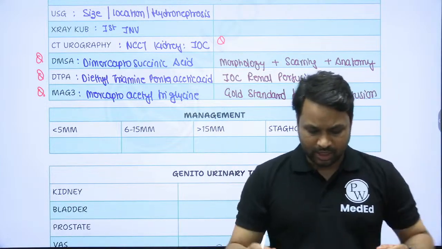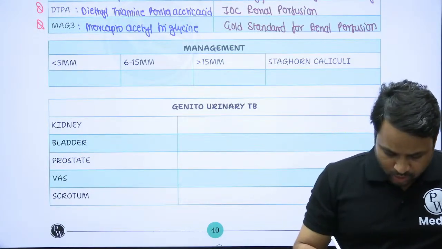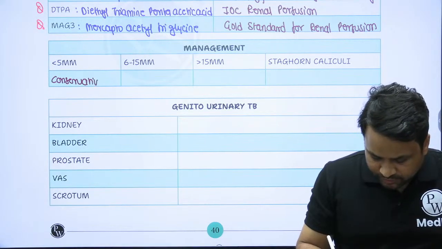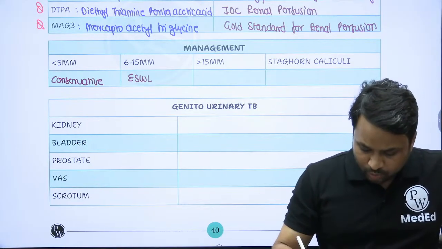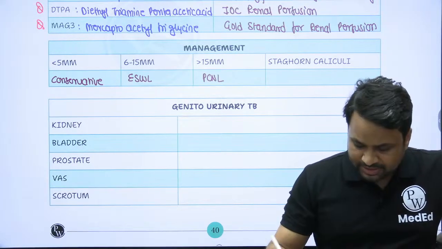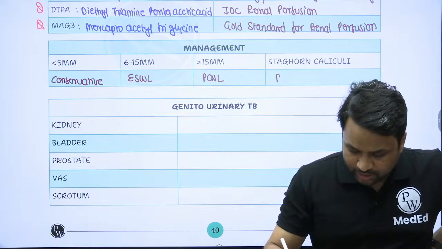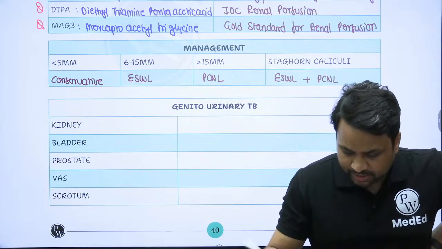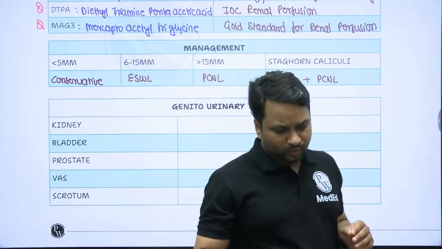Now, the management depends on the size of the stone. Less than 5 millimeters, it is going to be conservative management. 6 to 15, it is going to be ESWL, extracorporeal shock wave lithotripsy. More than 15, it is going to be PCNL. Staghorn, it is going to be your sandwich technique, which is ESWL with PCNL to be done. So this is the main thing that you have to know in terms of management.